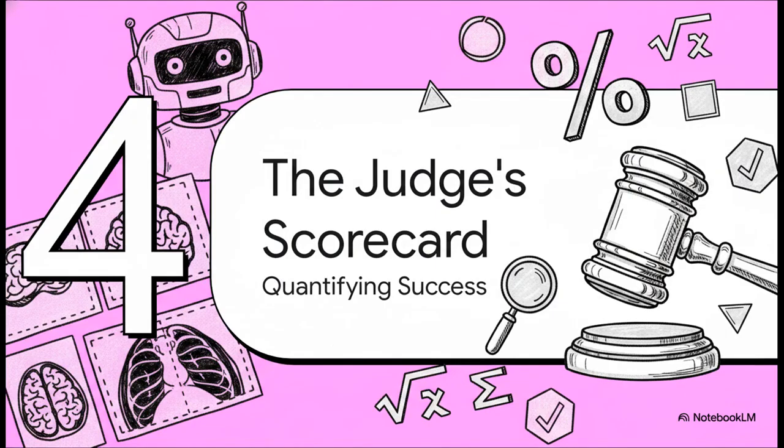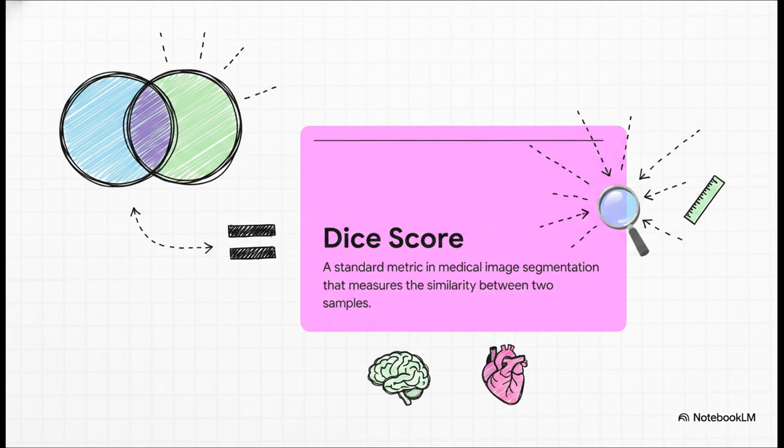So the AI has turned in its homework. Now for the moment of truth. We can't just eyeball it and say, yeah, that looks about right. We need an objective mathematical score. We need the judge's scorecard. And for that, we use the Dice score. In medical image segmentation, this is the go-to metric. Its entire job is to measure how much the AI's prediction overlaps with the expert's ground truth. It's great because it equally punishes the AI for coloring outside the lines and for missing spots, which gives us a really balanced view of its performance.